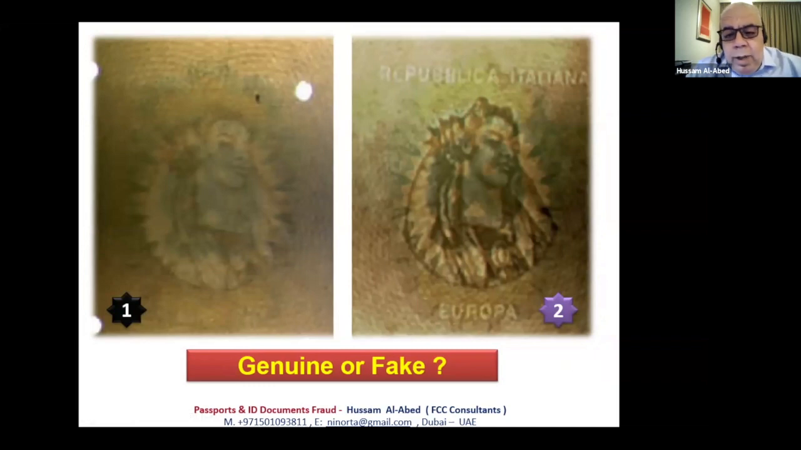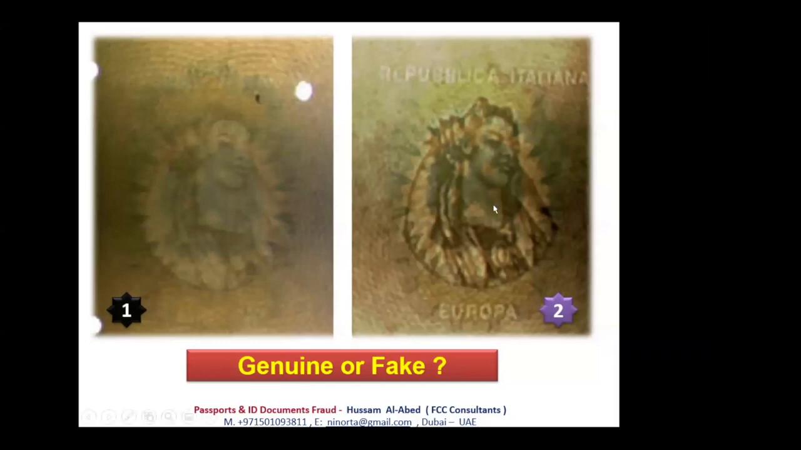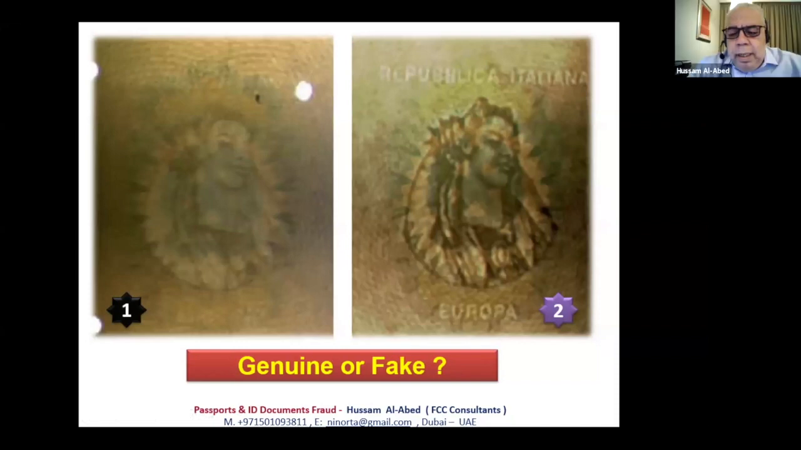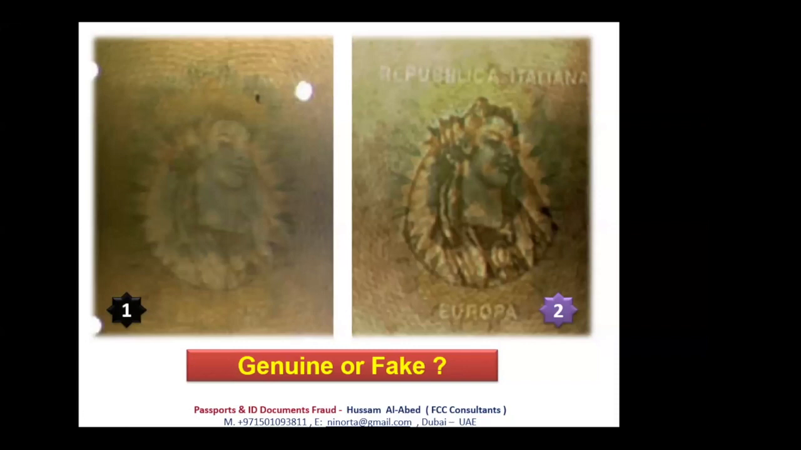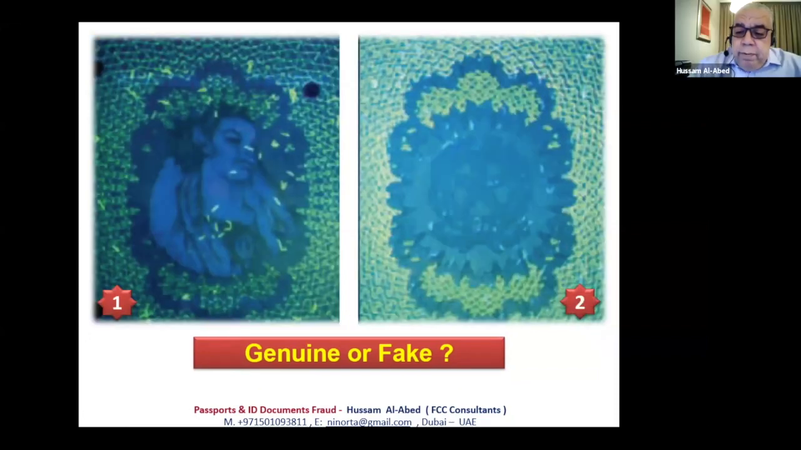Remember, you need in the watermark light areas or dark areas. Light areas or dark areas. If you have a UV, it will definitely help you. Also, I don't know what the answers are. Are you saying it's number two? Number two is genuine. Yes. Very nice. Bravo. Number two is actually genuine because number one showed under UV.